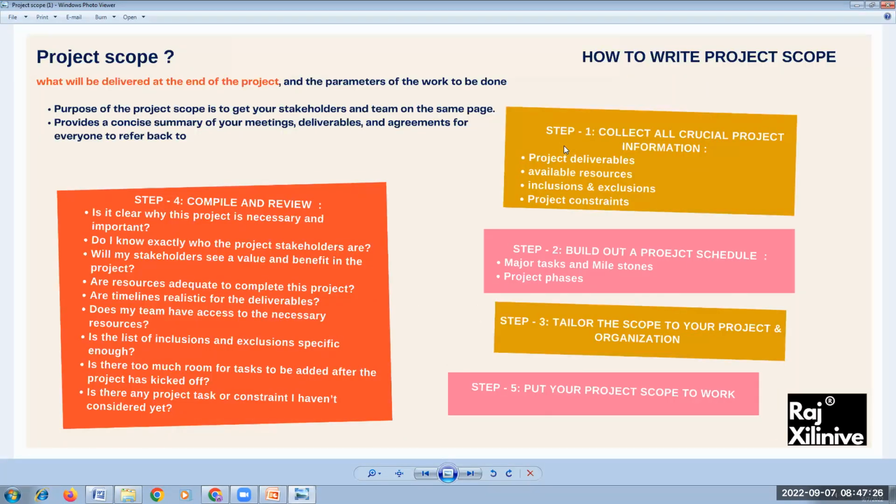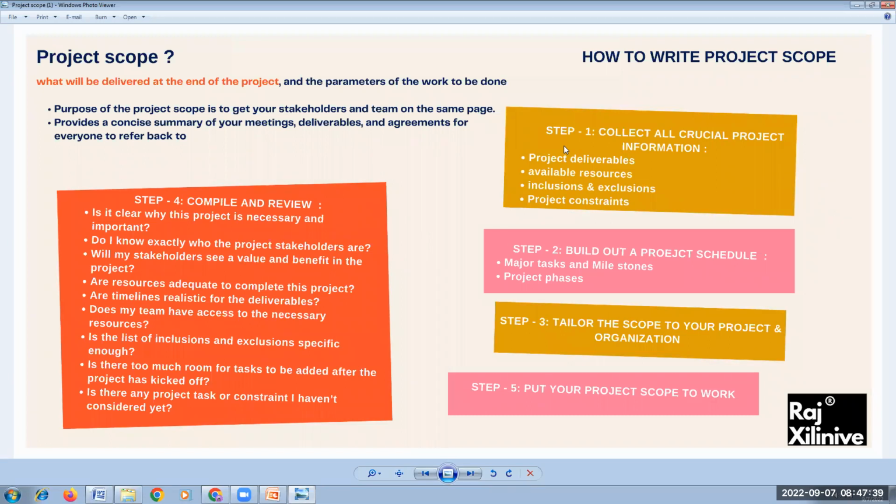Right, so this is what generally the scope of the project was. I think you could see the screen now, right? So this is what generally the scope of the project is. So how to write a scope for a project, right? This is the first thing that you need to learn here.